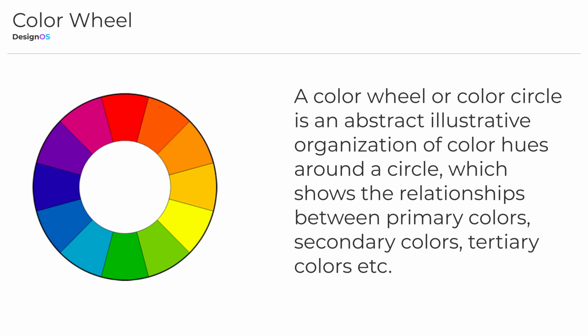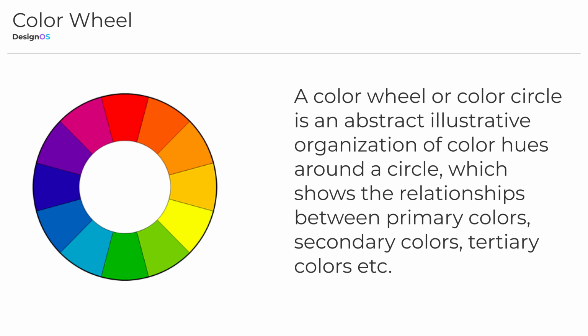In interface design, there are a lot of colors to use. The first thing that comes to mind when you talk about colors is a color wheel. You may have seen this as a kid in your primary school. A color wheel or color circle is an abstract, illustrative organization of color hues around a circle. It shows the relationship between primary colors, secondary colors, tertiary colors, and more.